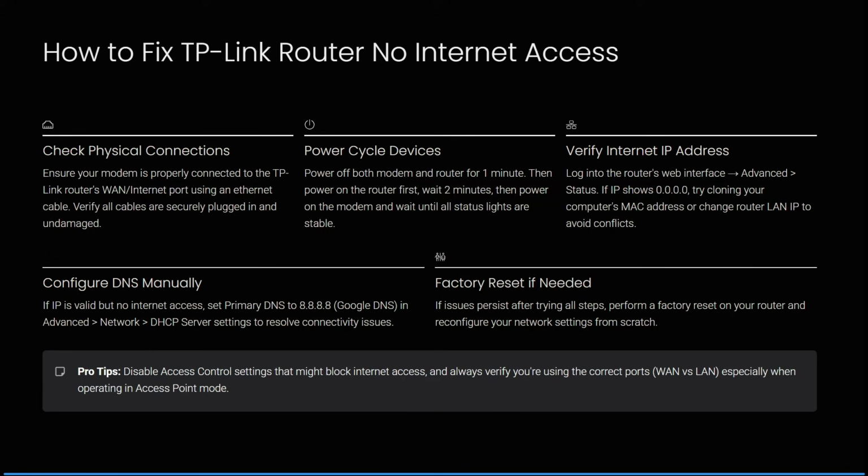And also, always verify that you're using the correct port. Now, this may seem like a simple thing, but it's often overlooked. And this can happen especially when operating in access point mode. So go ahead and check that it's plugged into the WAN or the LAN. Check which one it's in, and then see if you have your internet access.